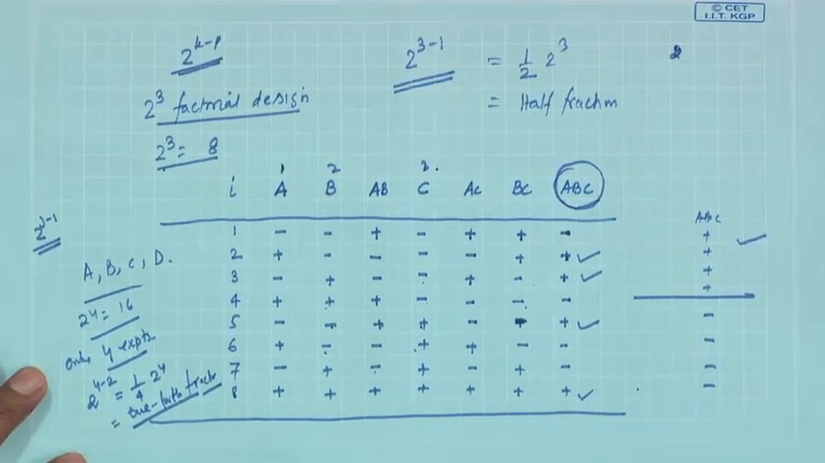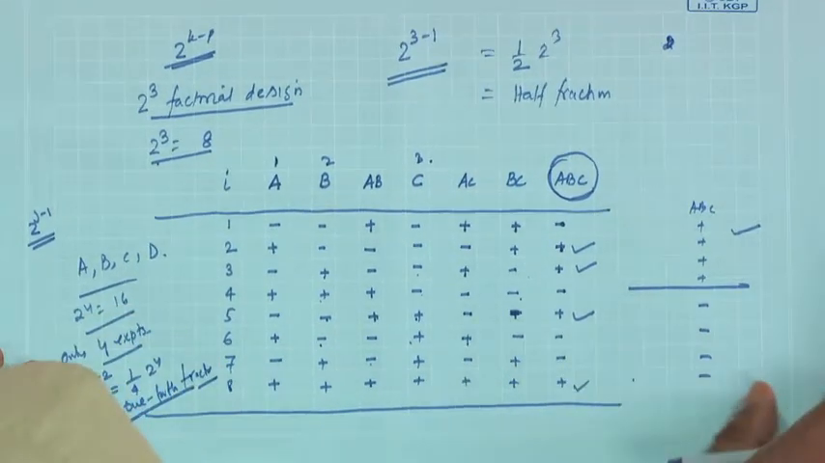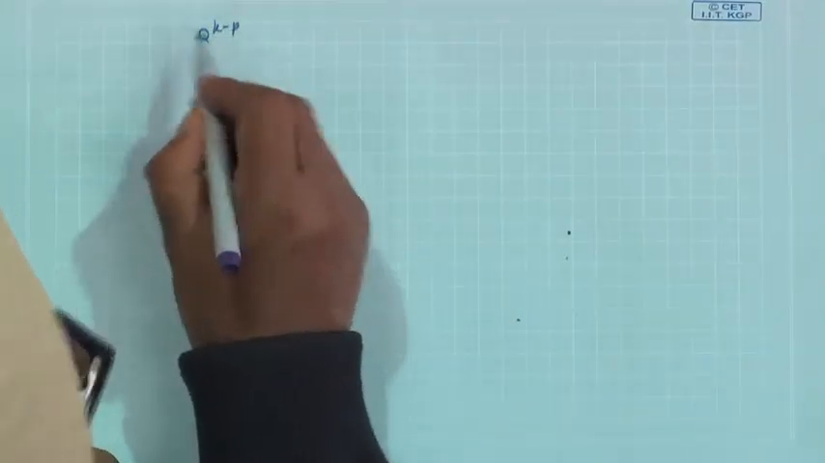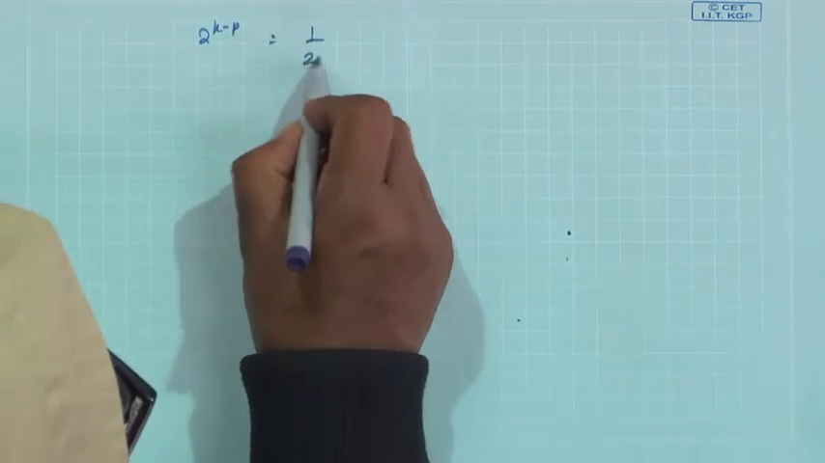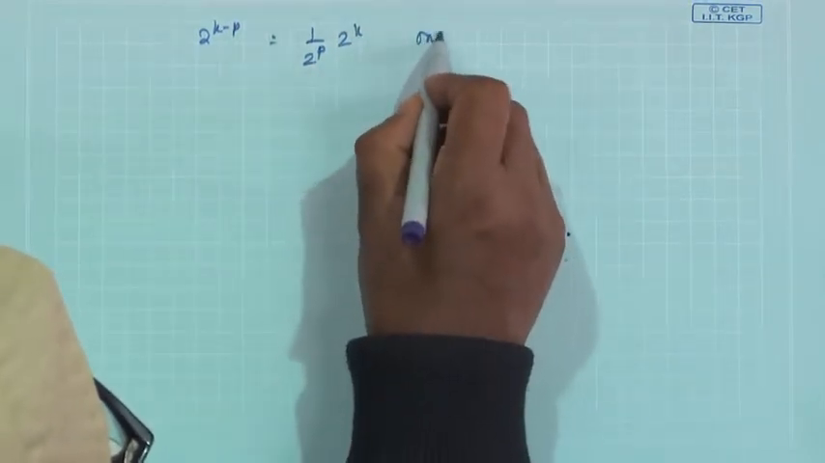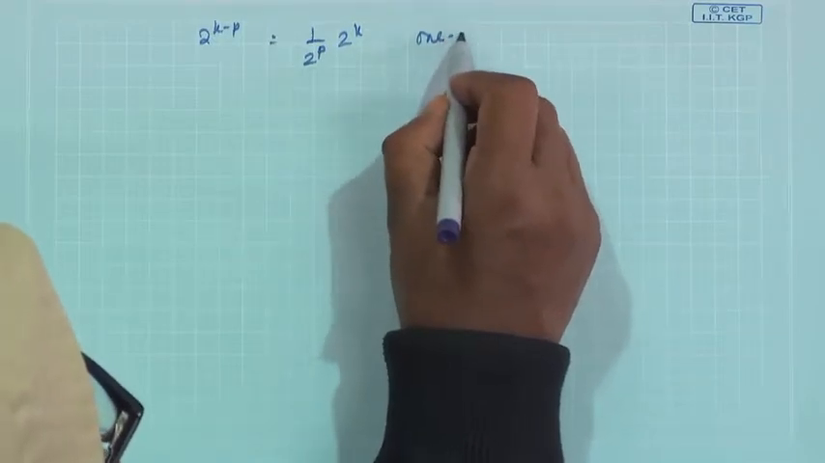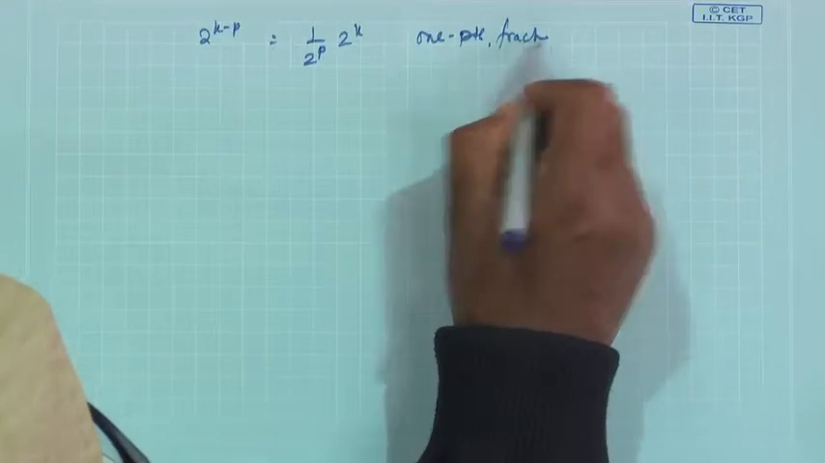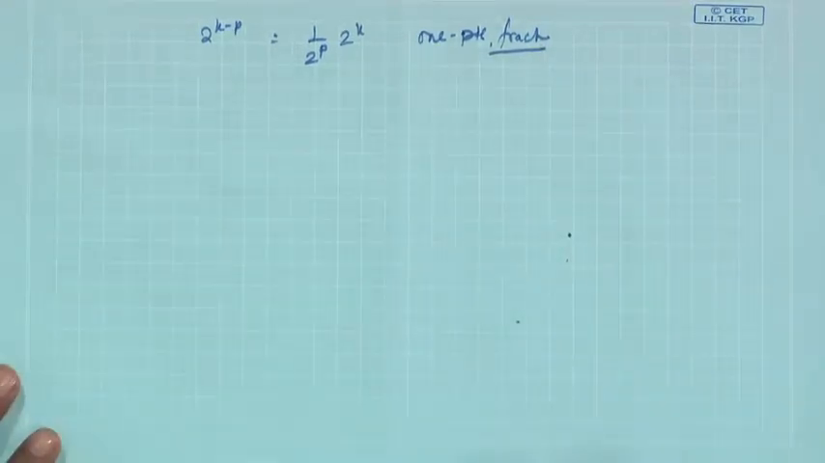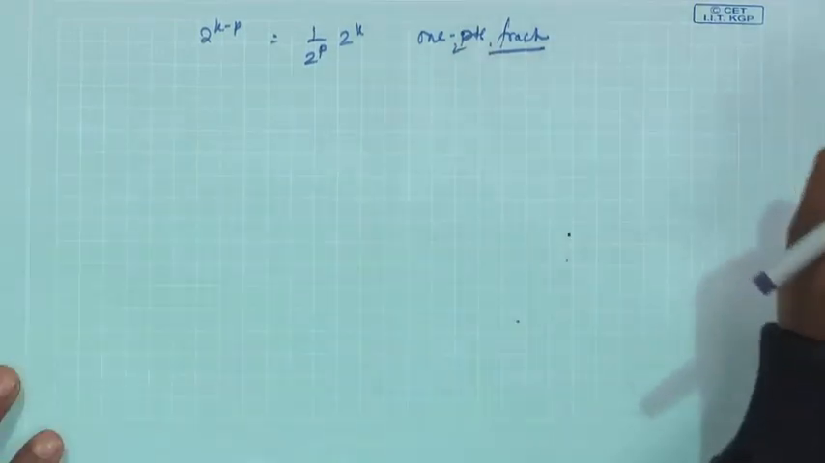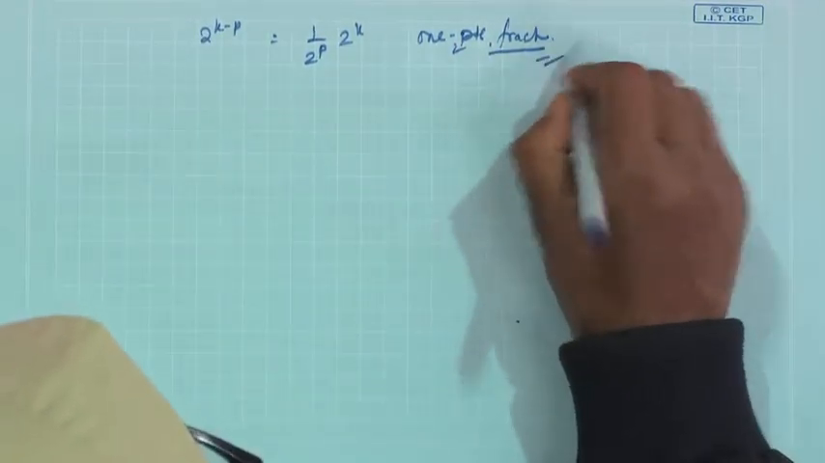1/4 fraction. So, in general, if we say 2 to the power k minus p fraction, that means 1 by 2 to the power p of 2 to the power k. So, that is the 1/2 to the power p fraction. This is the design.